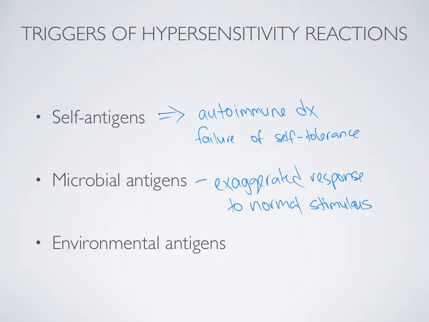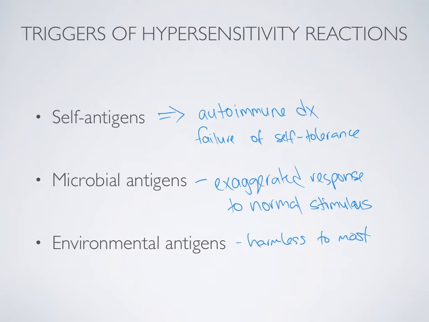And then the third class are environmental antigens. And these are what we just heard people with hives tend to respond to. So environmental antigens are things that don't cause disease in most people, but for some reason, in some people, they trigger an immune response.